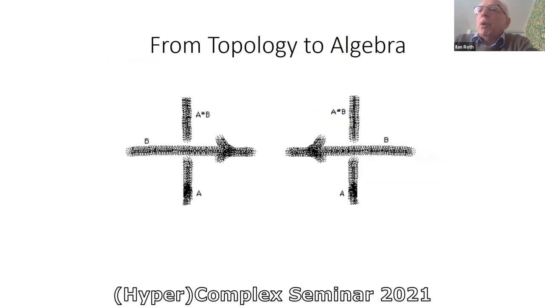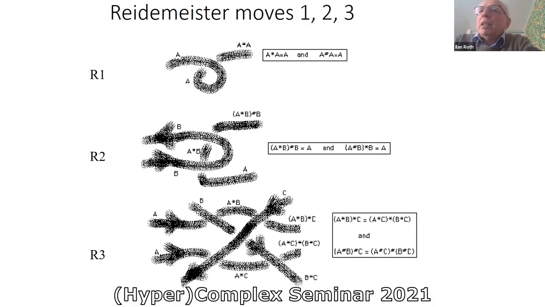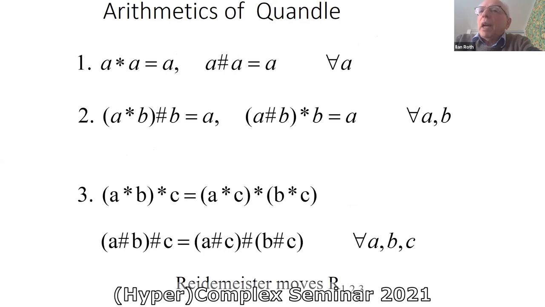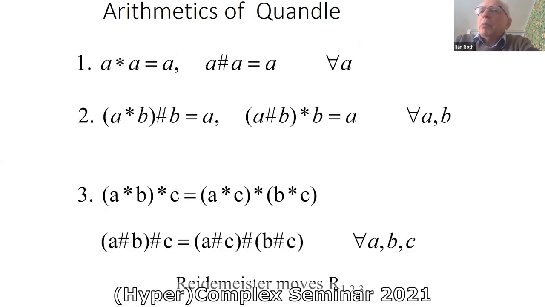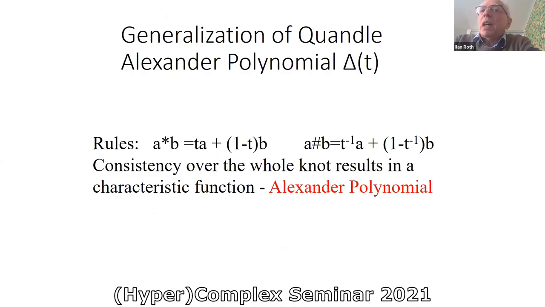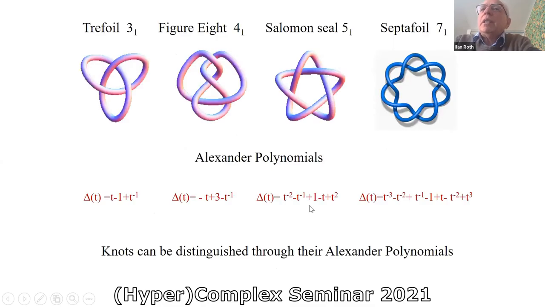So from topology to algebra. I will go now a little bit faster, from topology to algebra. We assign to every crossing some value, and this crossing will be in the Reidemeister structure. This is the algebraic formulation: the three Reidemeister moves are described by three relations. Then if we describe some form and do it for any knot that we know, we get the famous Alexander polynomial, from about 100 years ago.